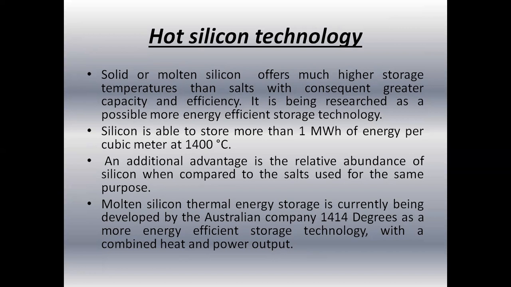An additional advantage is the abundance of silicon, that is the second most abundant element in the Earth's crust. Molten silicon thermal energy storage is currently being developed by the Australian company 1414 Degrees as a more energy efficient storage technology with combined heat and power output.